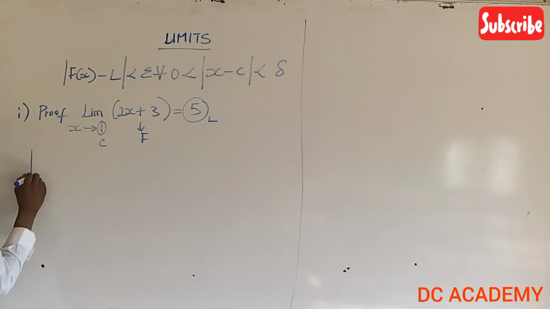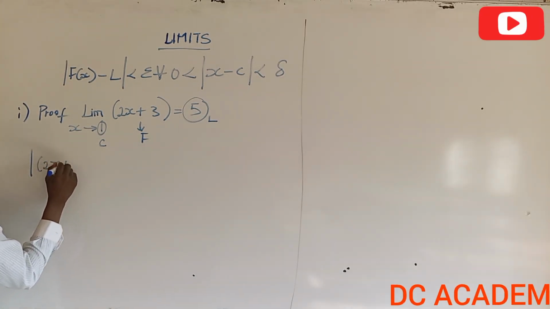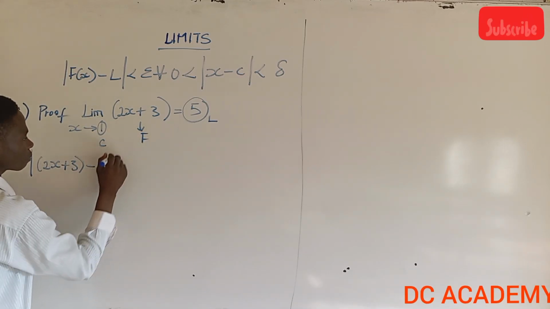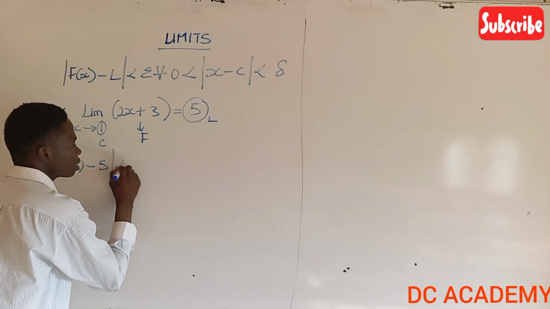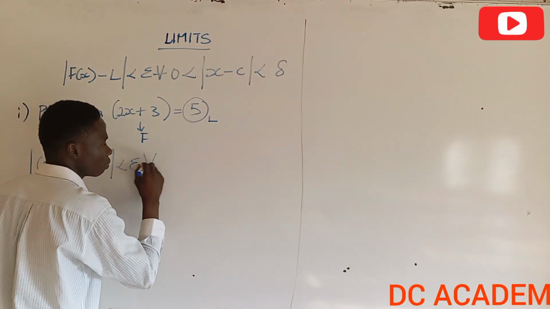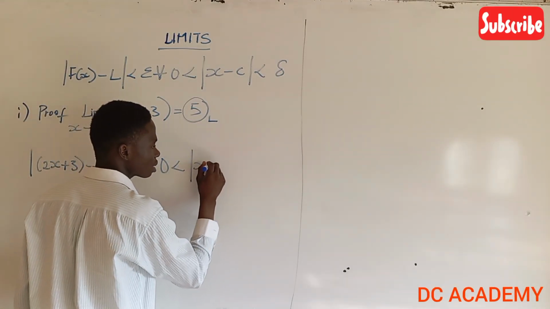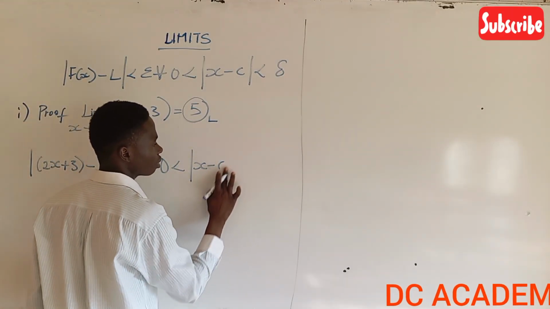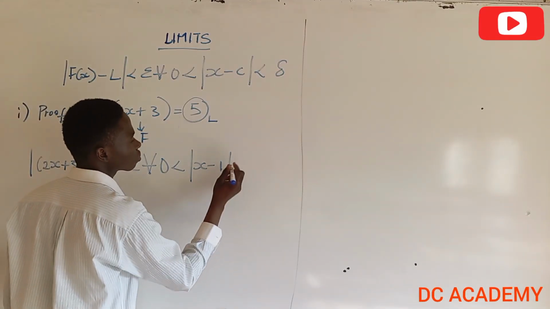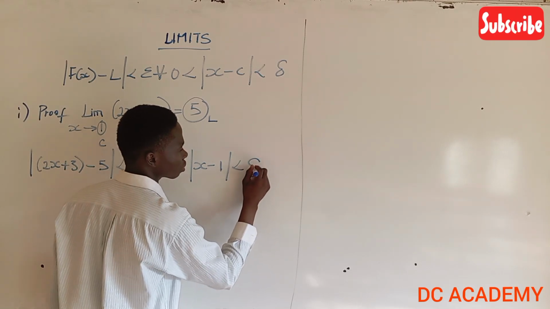Now something like this: the absolute value of 2x plus 3 minus the limit, which is 5, less than epsilon, for all 0 less than the absolute value of x minus c, and our c now is 1, which is less than delta.